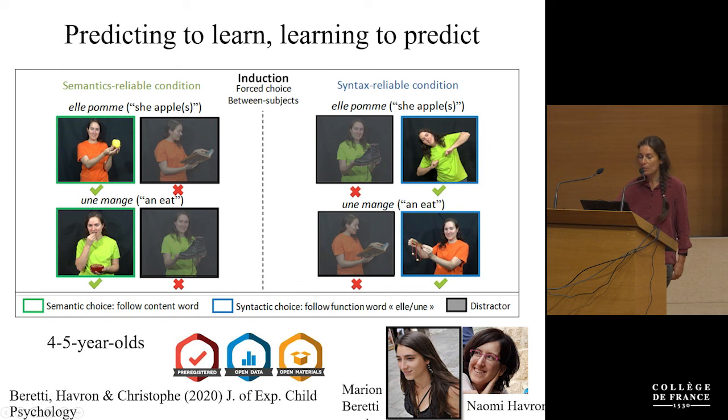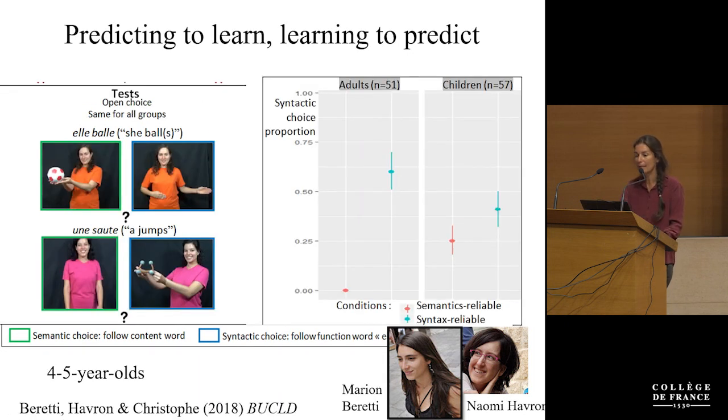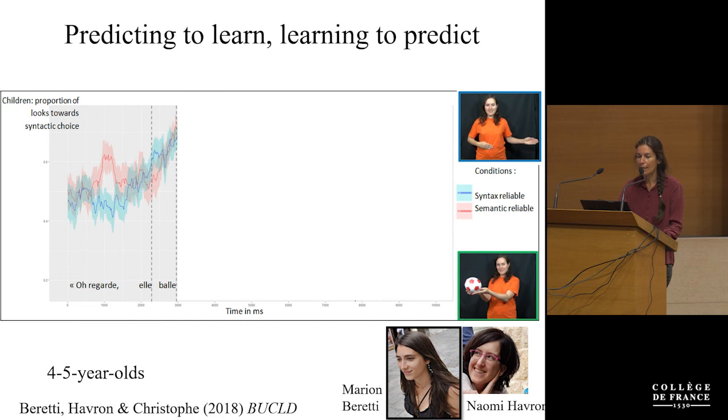And what we try to see is whether at test, the semantic group will go for content words and the syntactic group for the other ones. So the test goes exactly the same as before. I'll go directly to this, which is easier to interpret. So that's the looking time. Syntax reliable kids should go towards the new action, and the semantic reliable kids should go towards the known object, okay, when they hear something like, "Oh, look, elle balle," she's bowling.